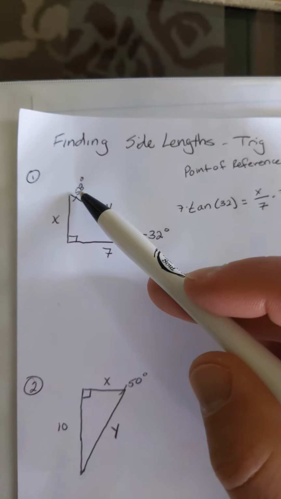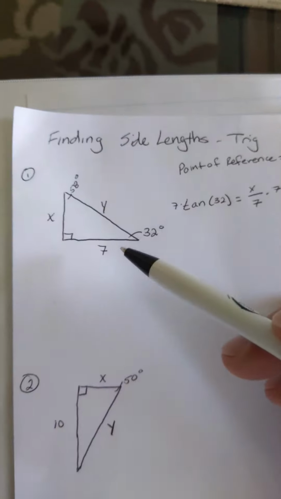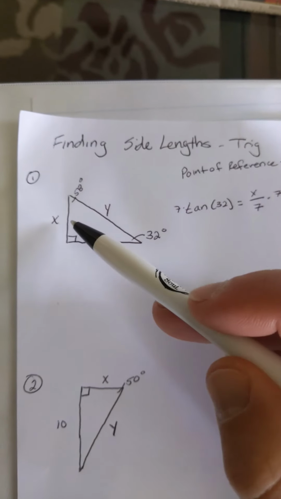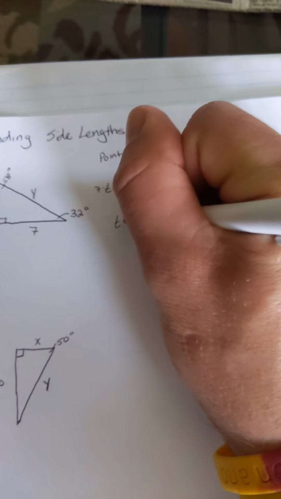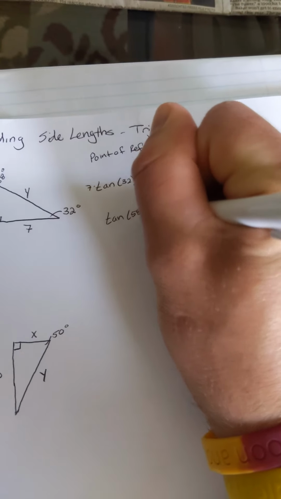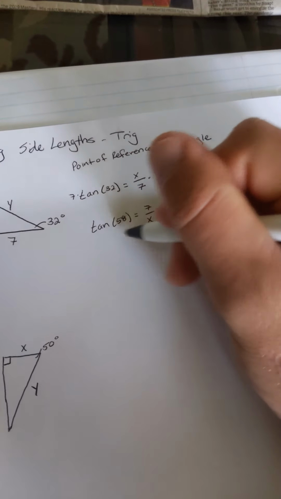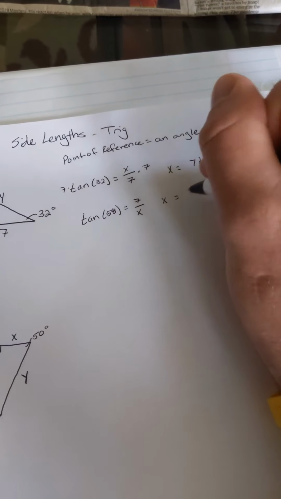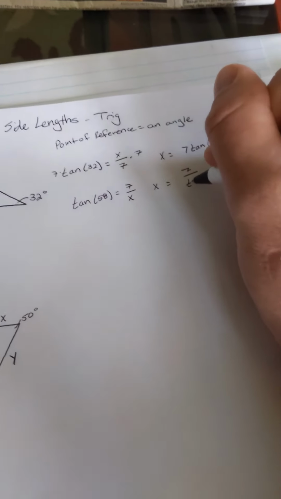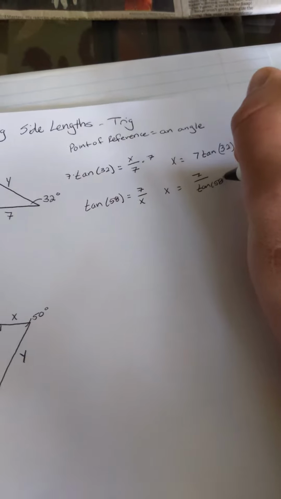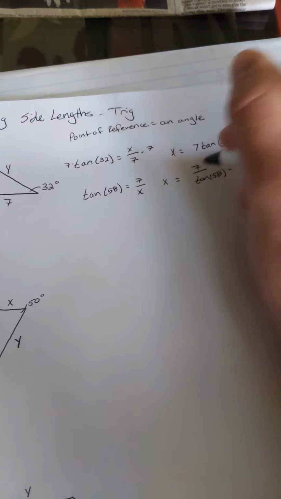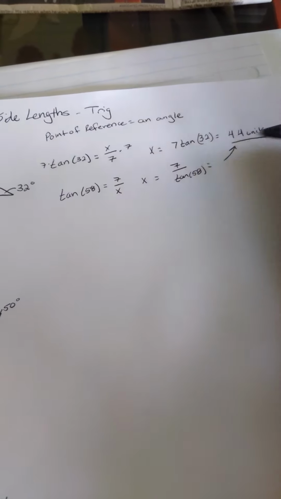Now, just to show you something really cool, let's say I look at the 58, and use the 58 as my point of reference. Now my opposite is 7, my adjacent is x, so it's opposite over adjacent, it's still tangent. It's now the tangent of 58 equals 7 over x. I need to multiply that up, divide that down, so x equals 7 divided by tangent of 58. If you plug it into a calculator, you can guess that you are going to get the exact same answer. Two different ways to get the same exact answer.